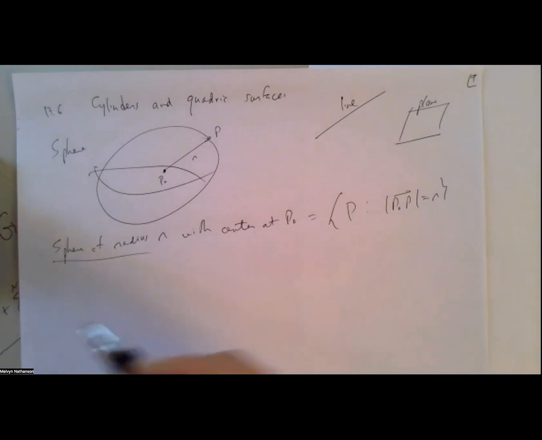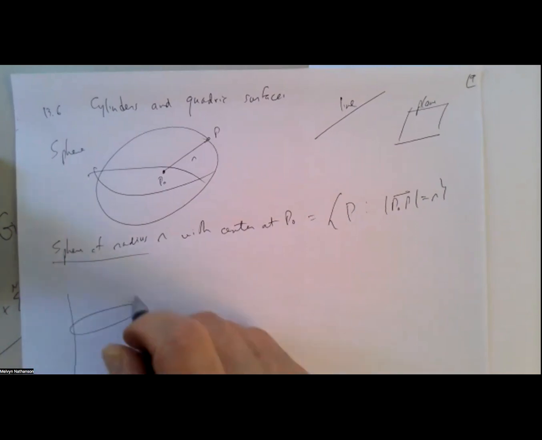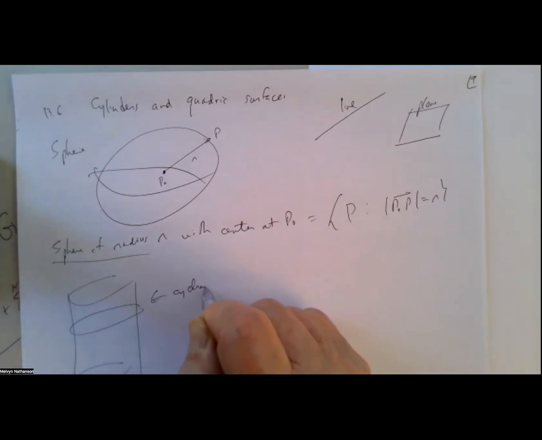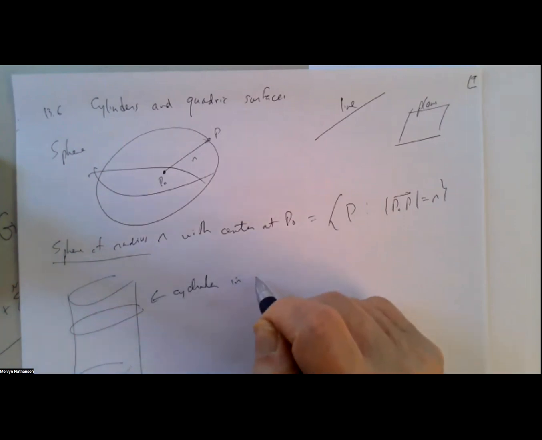There are many other things. Well, that's what a cylinder is, talking about cylinders here. What does a cylinder look like? Suppose you have a circle on the plane, and you just lift it up in the z direction. You have a cylinder in 3 space.